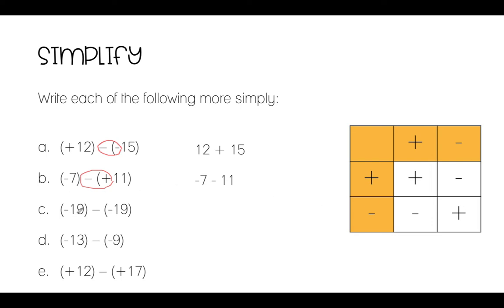We have negative 19 take away negative 19. So a negative and a negative makes a positive. So this actually becomes negative 19 plus 19. Then we have negative 13 take away negative 9. So again, two negatives make a positive, so we go negative 13 plus 9. And our final one, which is 12 take away positive 17. So a negative and a positive gives us a negative, so it's 12 take away 17.